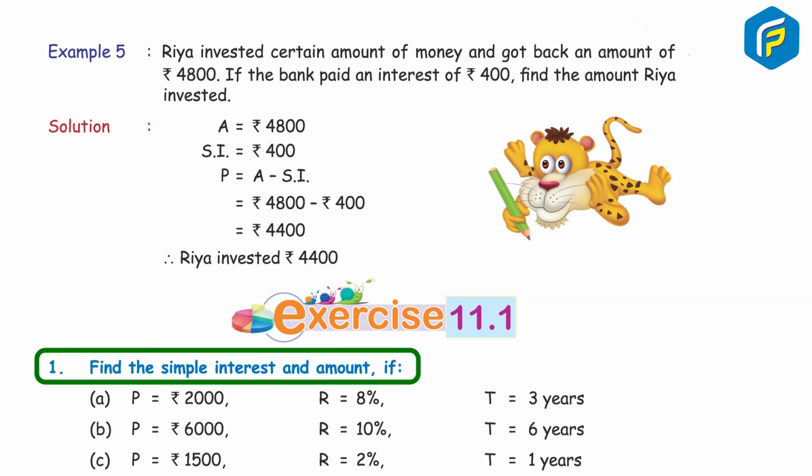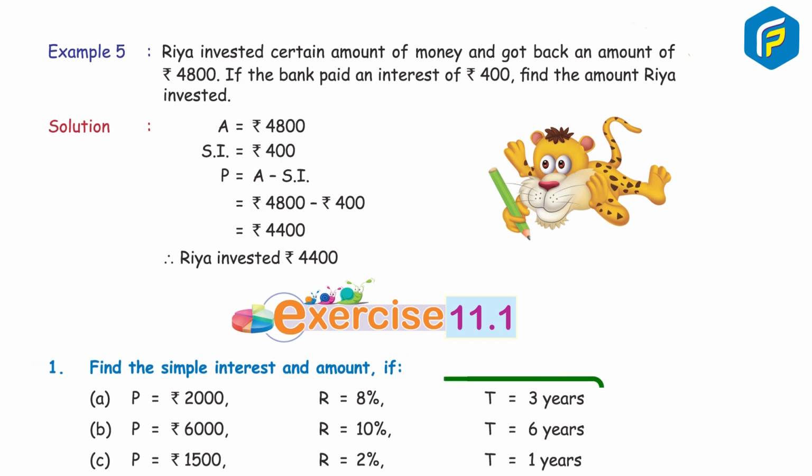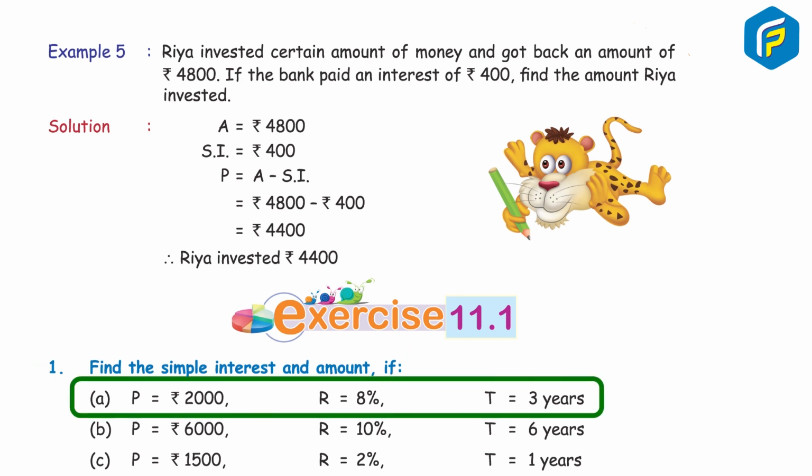Exercise 11.1. Question 1. Find the simple interest and amount if: A. P equals rupees 2,000, R equals 8%, T equals 3 years. Answer: amount 2,480 and interest 480.